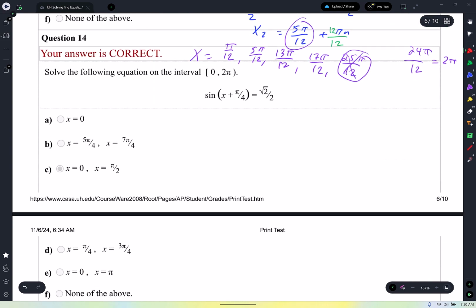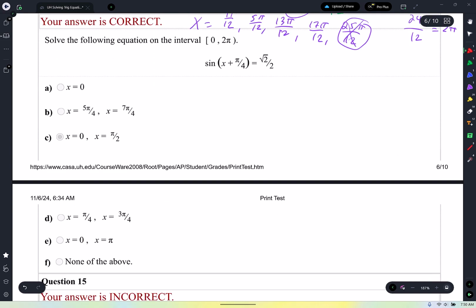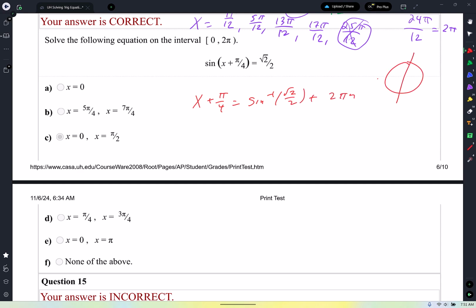We're almost done. So here we got an expression, and we're just going to solve. So the first move is inverse sine. So I'm going to write x plus pi over 4 equals inverse sine of square root of 2 over 2 plus 2 pi n. That happens in quadrant 1 and quadrant 2. Bam, pi over 4 and 3 pi over 4. So there it is. Those are my 2.